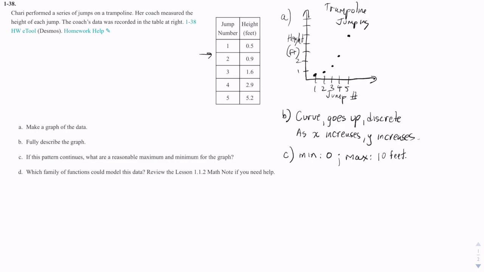Okay, and then for D, it says, which family of functions could model this data? And this is clearly not linear. It is exponential, right? Exponential. Because exponentials look like this, right? They look like this, and that's exactly what this looks like, right?